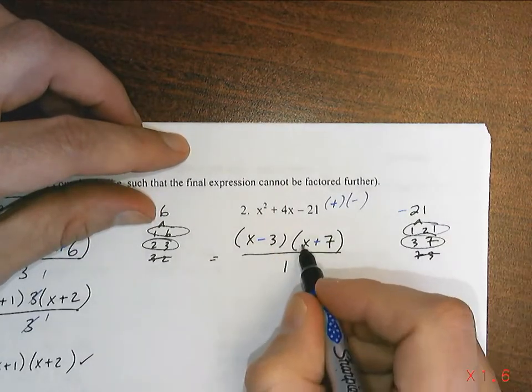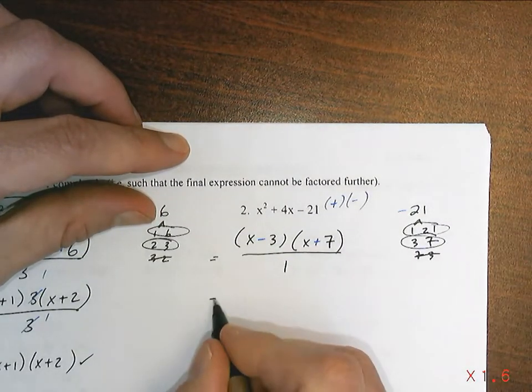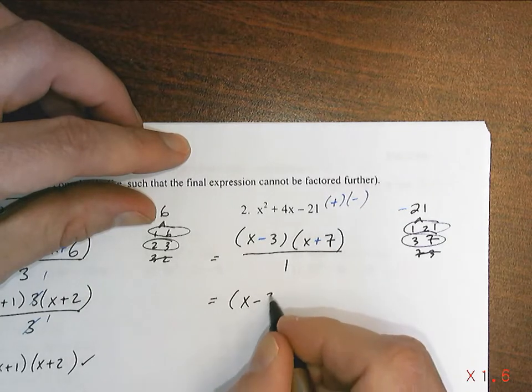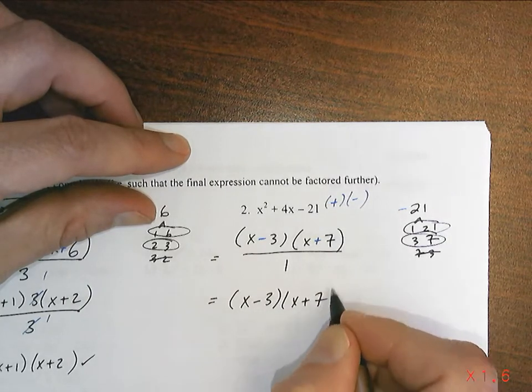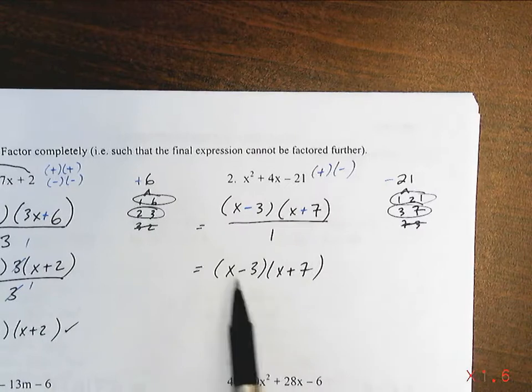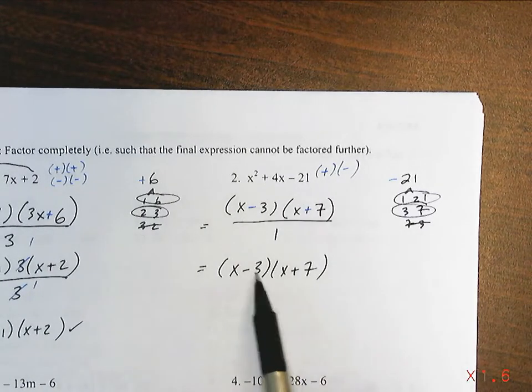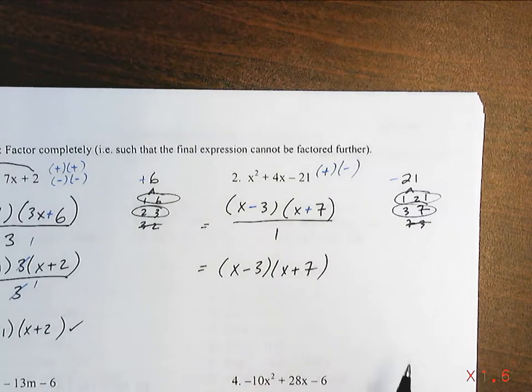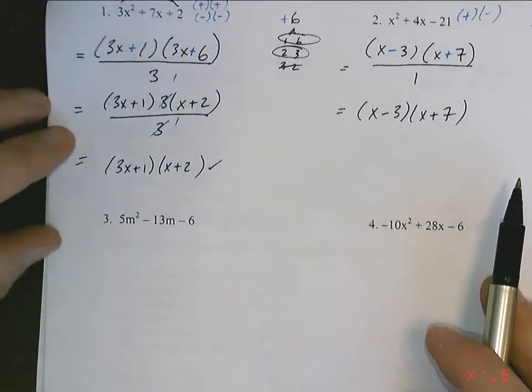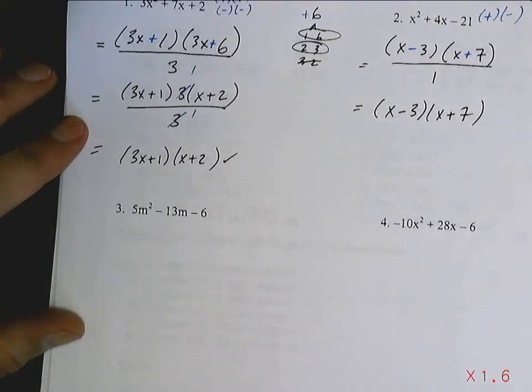Notice the 1, the 1, the 1. I don't really need them. So you did use seesaw, but you can save yourself some steps. Check it. X times x is x squared. 7x minus 3x is 4x minus 21. Excellent. Okay, so now we're down to here.